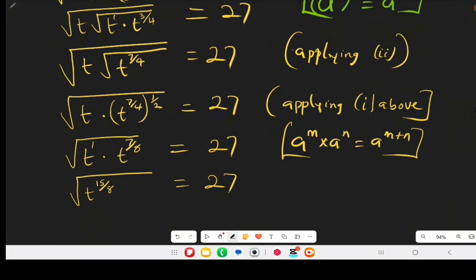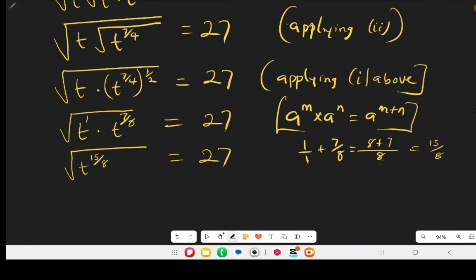How do we get 15 over 8? It is 1 over 1 plus 7 over 8. The LCM is 8. 1 into 8 gives us 8 times 1 gives us 8, plus 8 into 8, 1 times 7 gives us 7. And when we add up the numerators, we have 15 over 8. Then we continue. Then we want to remove the square roots. Removing square root, we apply: whenever we have square root of a, we can express it to be a raised to the power of half.